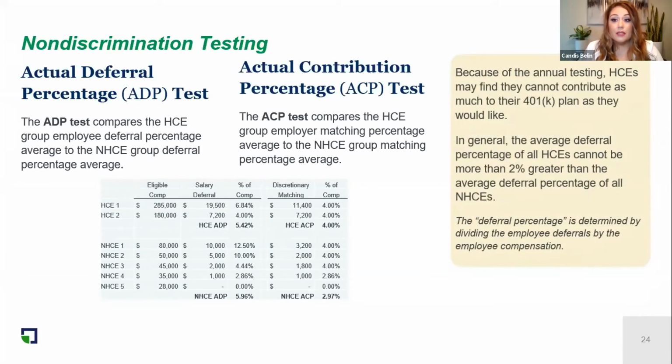Because of the annual testing, highlies may find that they can't contribute as much to their 401k plan as they would like, and this is dependent on the non-highlies' participation. In general, the highlies cannot have a deferral percentage more than 2% greater than the average of the non-highlies. As you can see in this scenario, this test does pass. The limit for the highlies would be 7.96, which is 2% more than the non-highlies' average deferral percentage of 5.96. And as you can see, they're below that, so this test does pass.